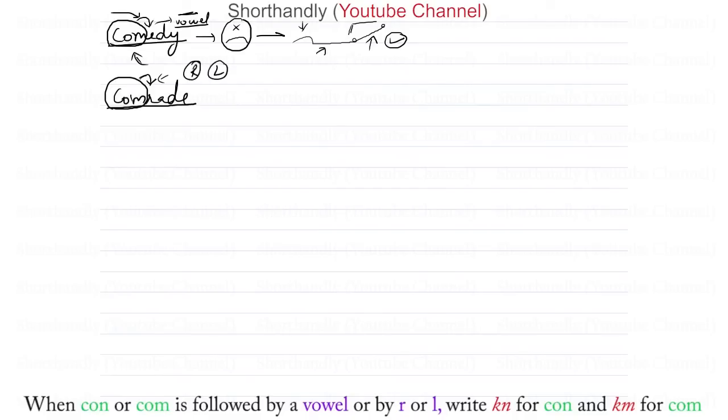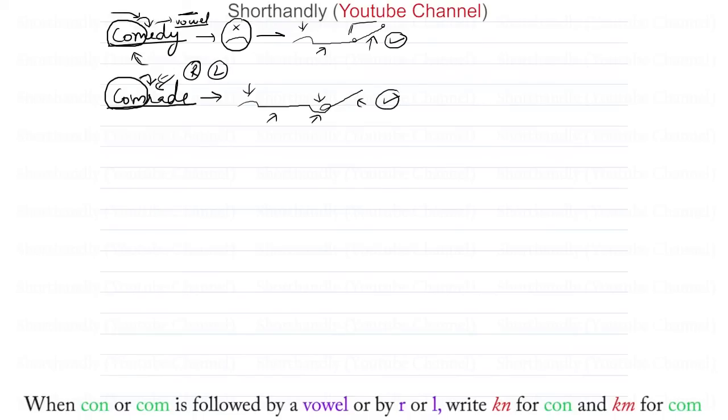So this time we have this R here, and this time also we have to use this K and M individually. So this comrade word will be made like this. This is our K, then M, then we have this R, then this circle which is a vowel, then we have this final D. So we have this word comrade, alright?